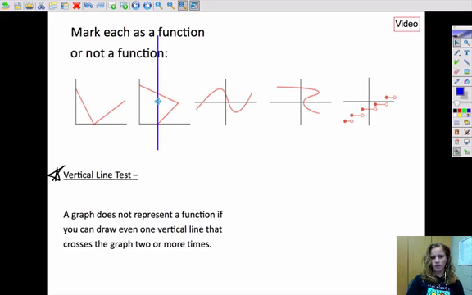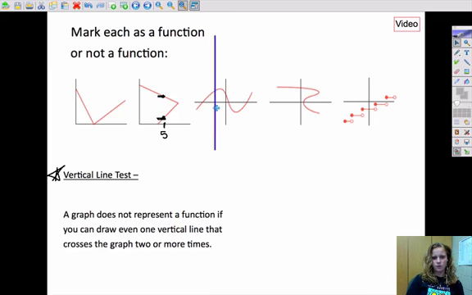And then when we get to here, I now have 2 points of this graph touching my vertical line, which means at whatever x value this is, let's say this is the x value 5, I have 2 different outputs that go with 5, and that is not okay, that is not a function. Okay, so a vertical line test is a really nice way to check on a graph.